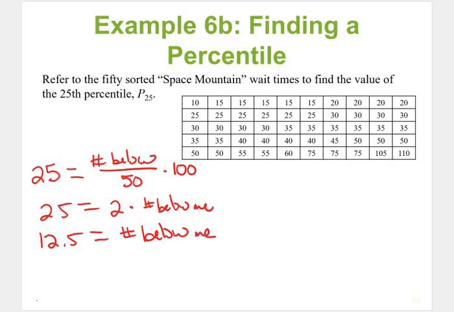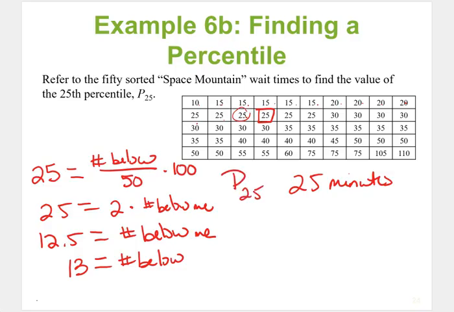But obviously, you can't have a half of a data point below you, right? So if you get that, you would change that to 13, round it to 13. So let's count: 1, 2, 3, 4, 5, 6, 7, 8, 9, 10, 11, 12, 13. So that one is the one below us, this one right here. So that means I am this guy right here. So 25 minutes is my wait time. That's my 25th percentile. That means 25% of the people have been waiting less than 25 minutes, which is not too bad.